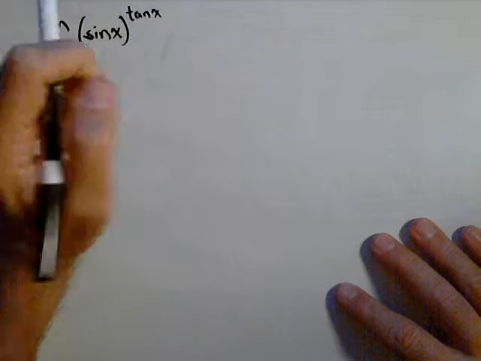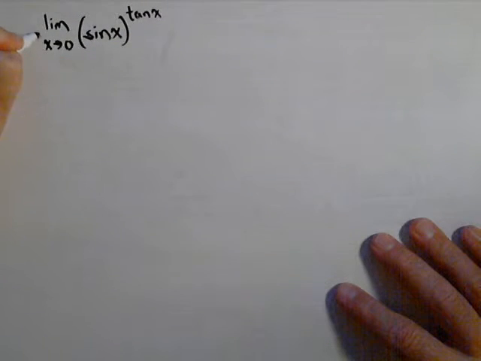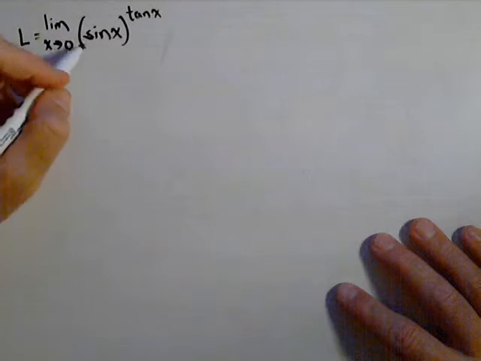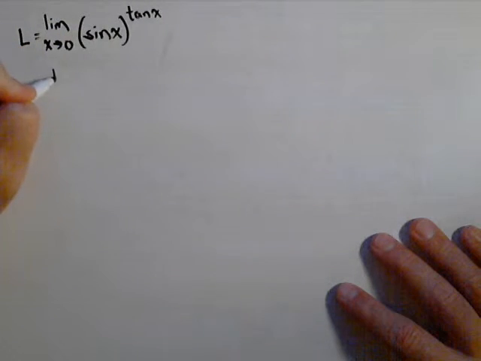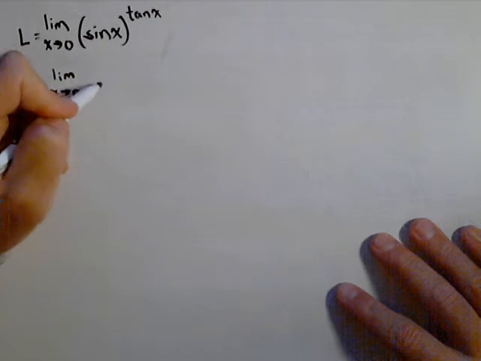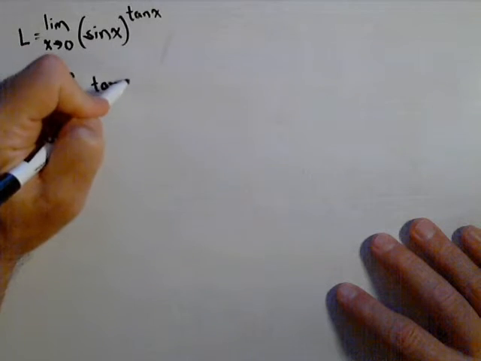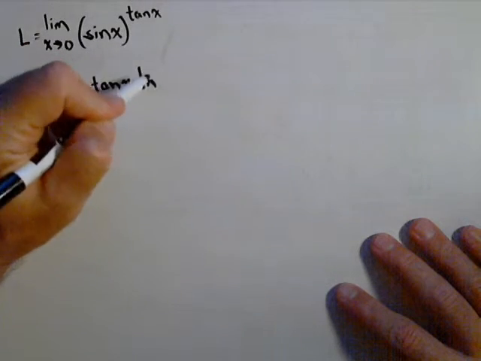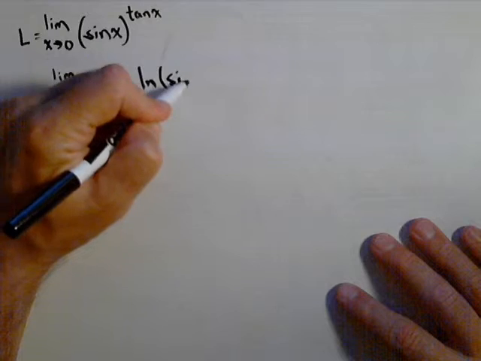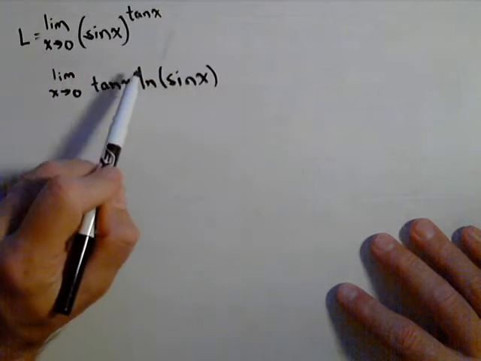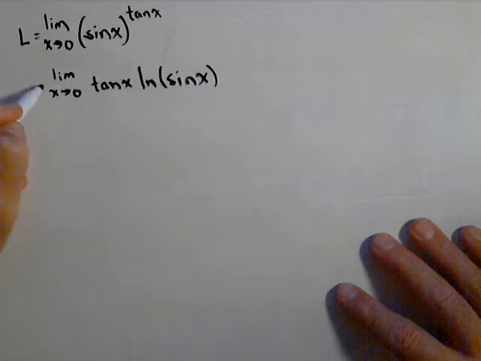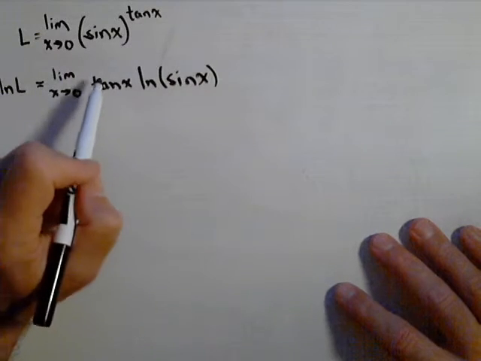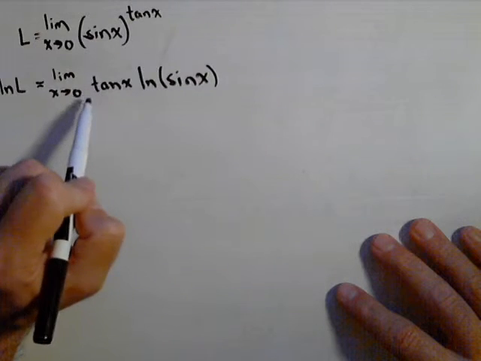What we're going to do is call this L, because what I'm going to do is actually take the natural log of what I got going on in here. So I got the limit as x goes to 0 of tangent x ln of sine x. Okay, so I'm no longer solving for L, I'm actually going to solve for the ln of L. We're going to take the limit of this guy, because notice what happens now.